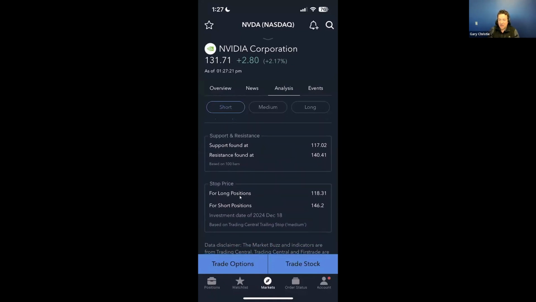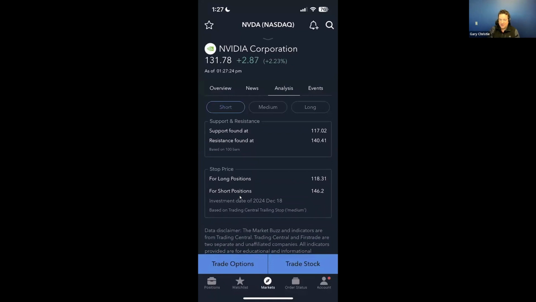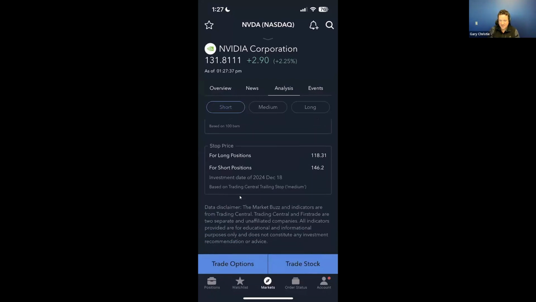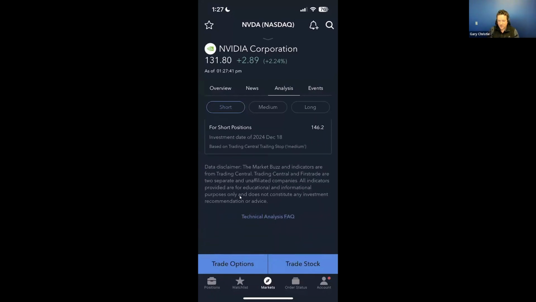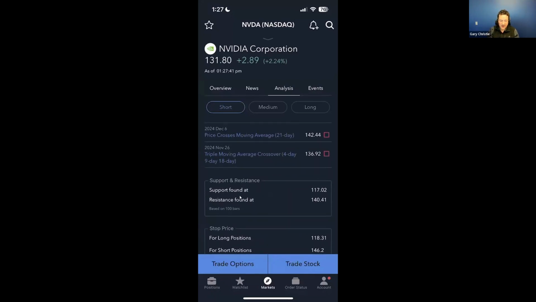And then we also have stop loss suggestions, right? Based on the current volatility of the instrument, we're recommending a stop at 118. And if you're short, which you can be, right, we have a stop at 146 on the upside. This is a medium level stop, so it's based on volatility again. Okay, so going through there, that's a quick way.